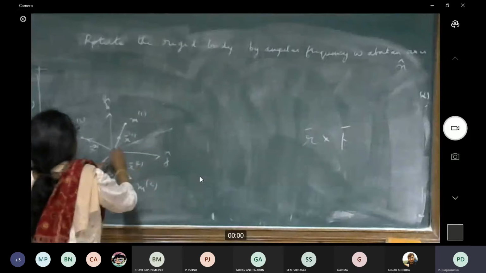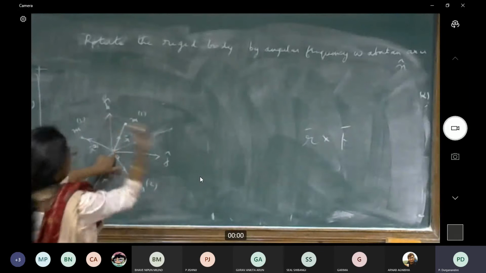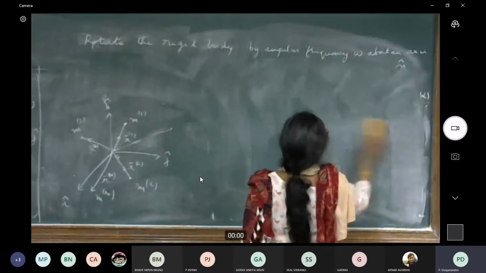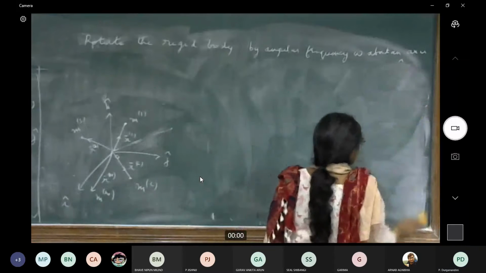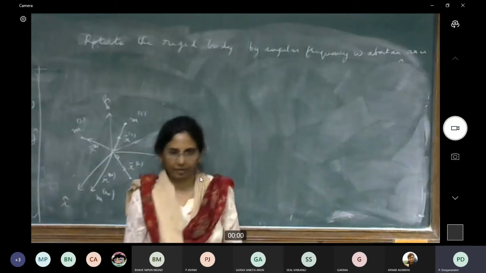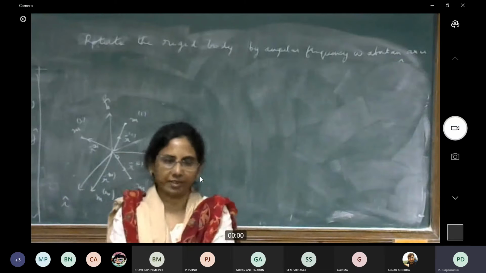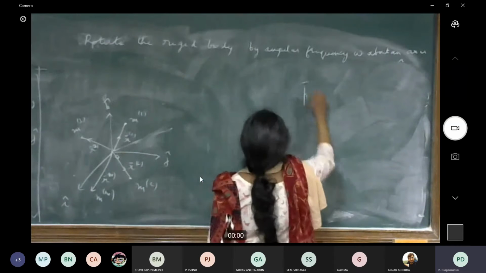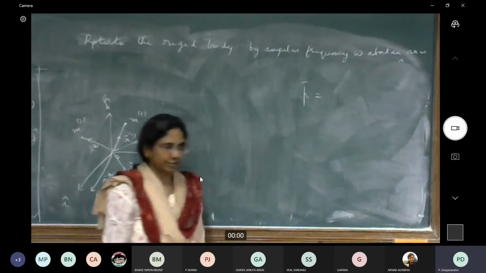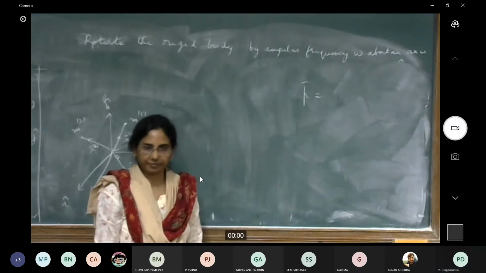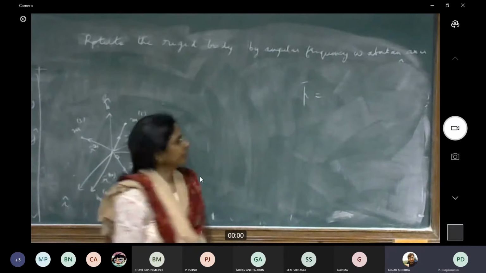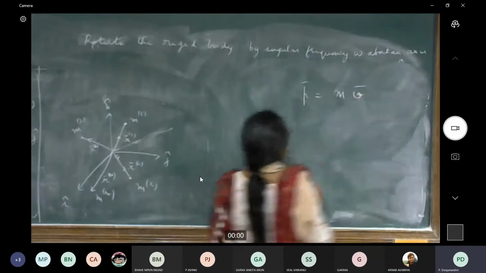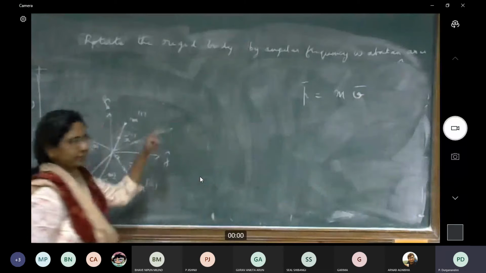Now I have this system. Imagine that I have one rod here, and I'm rotating that with some frequency. What will be the momentum then? How is linear momentum defined for a particular mass? Mass into velocity. Very good. Now this particle is just rotating.